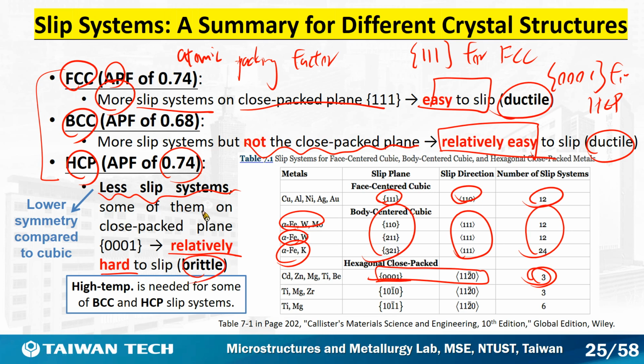And also HCP has a lower symmetry compared to cubic. So for FCC and BCC, C stands for cubic. And for HCP metals and sometimes the BCC metals, high temperature is needed for some slip systems.